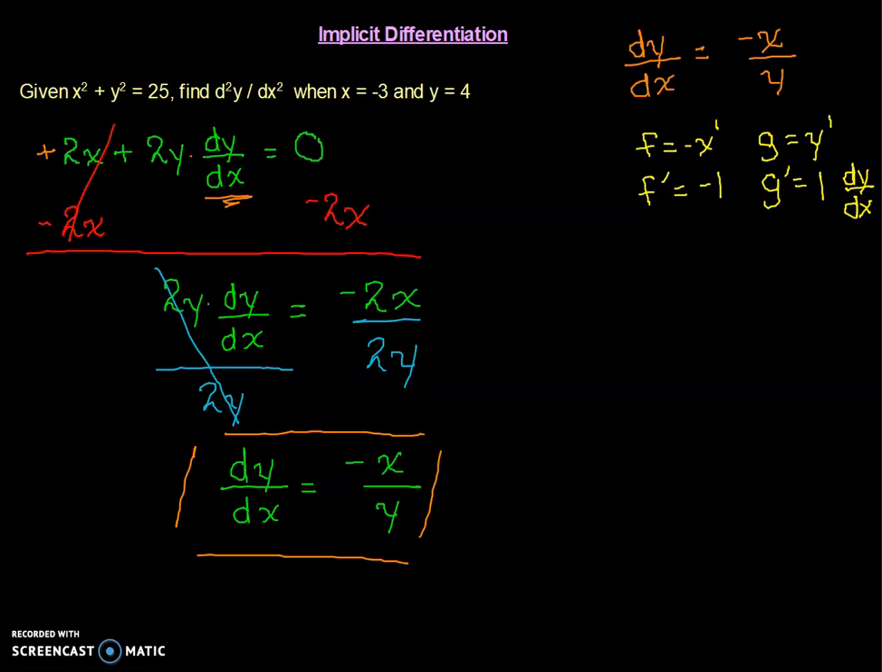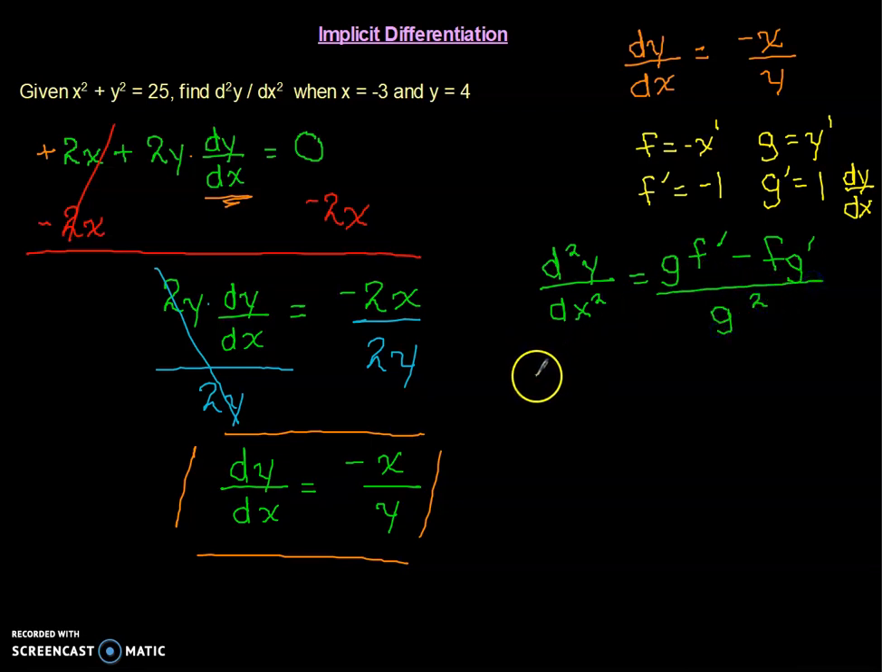So to find the second derivative, I am deriving this again, and I'm using the quotient rule to do so. So remember the quotient rule, g f prime minus f g prime over g squared. So I'm going to plug in what I have.